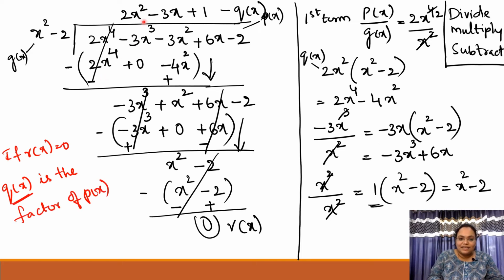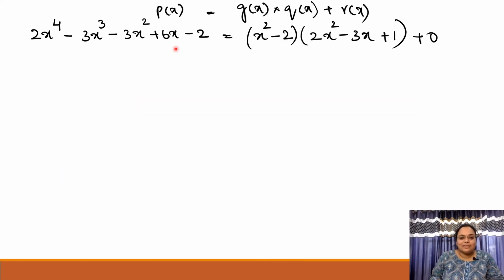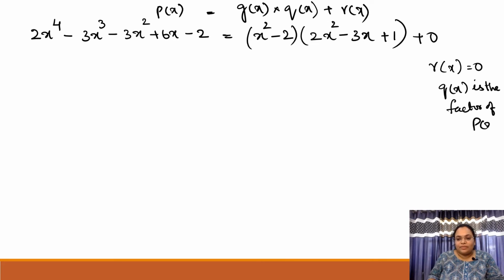Now let us factorize this q of x and find the remaining zeros. So this is your p of x, this is your g of x, this is the q of x which we have got. If r of x is equal to 0, then q of x is the factor of p of x. Now let us factorize this q of x and find the remaining two zeros. 2x square minus 3x plus 1. If you want to find the zeros of this polynomial, you will equate it to 0, right?